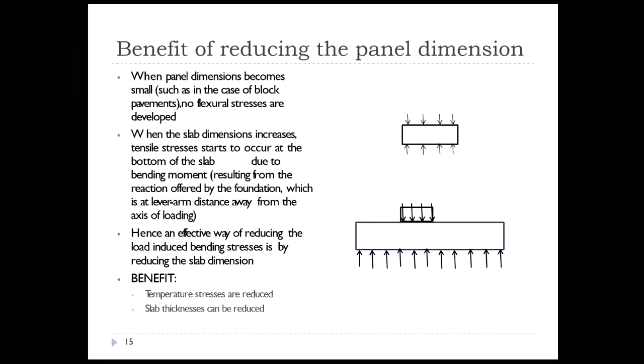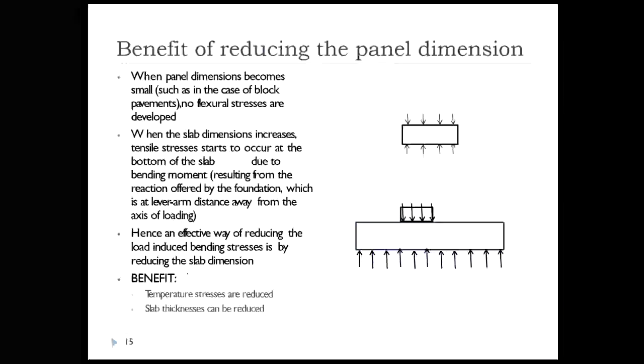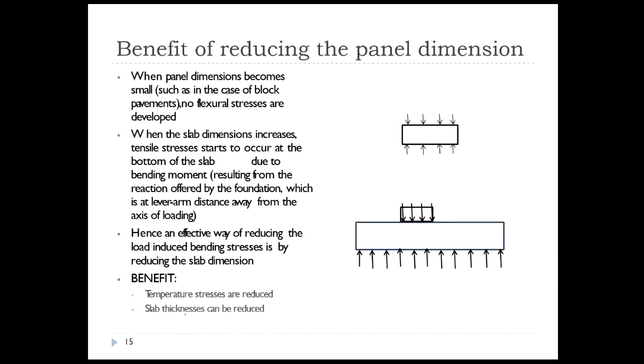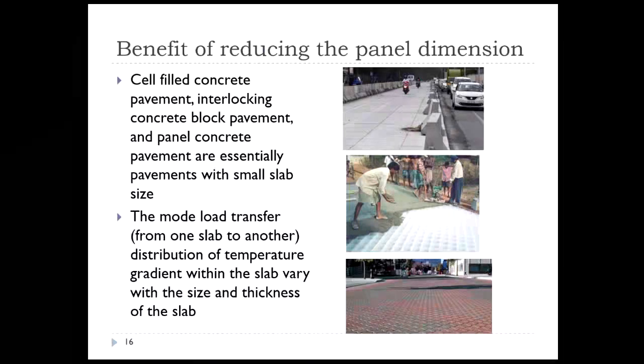Now, one additional benefit when we reduce our slab dimensions is that our temperature stresses, our curling stresses, are also reduced. So these are the benefits. Temperature stresses are reduced, and consequently our slab thicknesses can also be reduced. I have highlighted this point before: interlocking block pavements and panel concrete pavements are essentially pavements with small slab size.